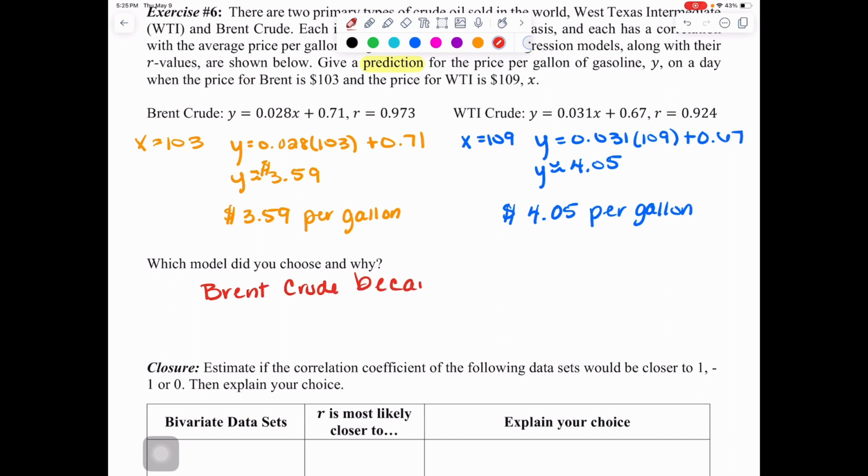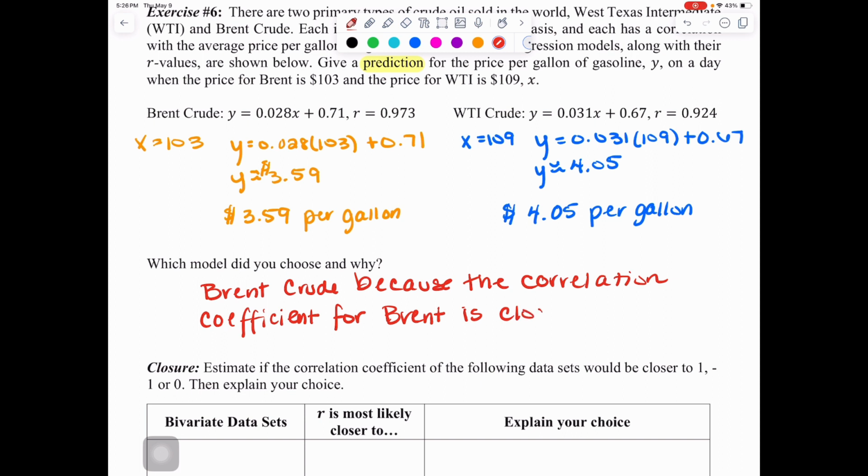because the correlation coefficient for Brent crude, so I'll just write Brent, is closer to 1. Remember, that's our perfect one. This means it is a better prediction.